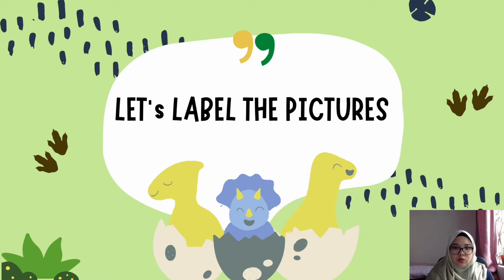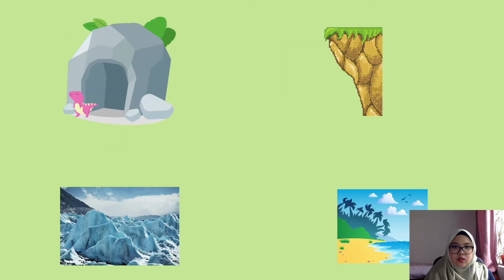Now we are going to look into some of the places, the pictures of places related to nature. Let us take a look at the pictures first, and then we are going to label the pictures together. Here we have 4 pictures. Okay, I'm sorry, I'm blocking one picture here.